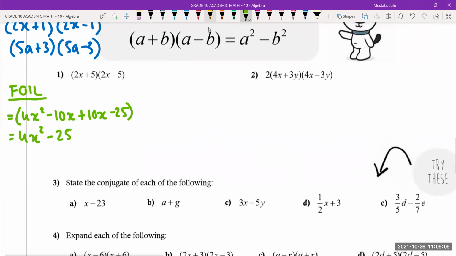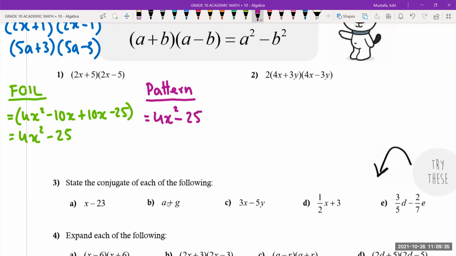Did you guys get 4x squared minus 25 when you FOILed it? Did you guys notice that when you have conjugates, like 2x plus 5 and 2x minus 5, what happens to the middle term? It goes away, it becomes a 0. So that's why the pattern is when you have 2 conjugates, all you have to do is multiply the first terms together. So 2x times 2x is 4x squared. You multiply the second term together, 5 times 5 is 25. You put a minus sign, and that's it.